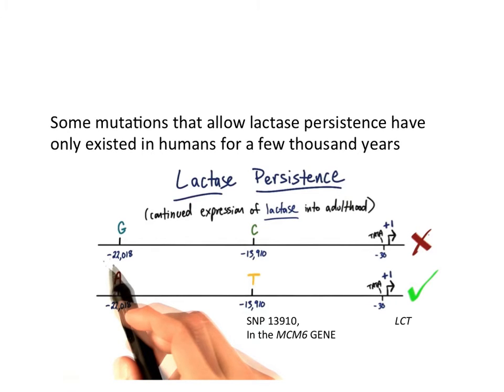So geneticists have dated how long these mutations that allow lactose persistence, the ability to digest lactose as adults, have existed. It's only been a couple thousand years since those mutations actually first struck our DNA. And I want to highlight one here.